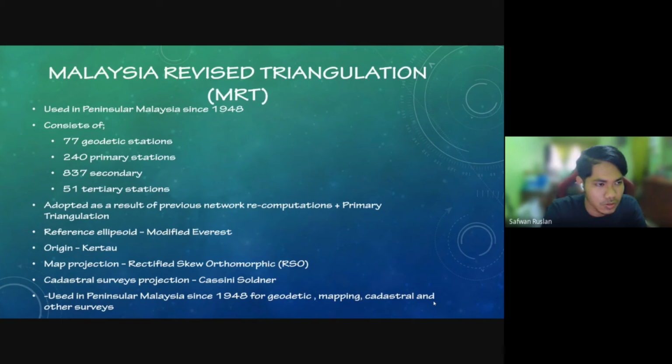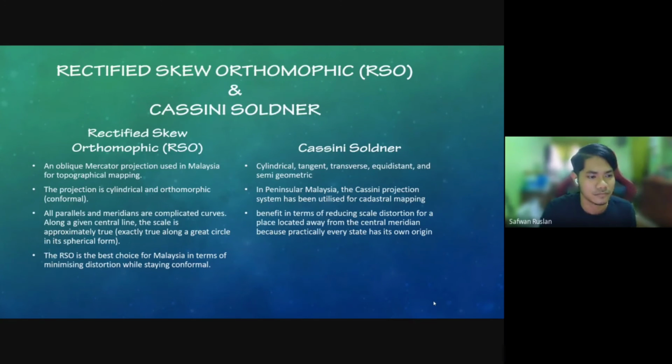As we know, the map projection for Malaysia is RSO, the geodetic network is MRT, and for cadastral survey distances, we are using Cassini Soldner. These have been in use in Peninsula Malaysia since 1948 for geodetic mapping, cadastral and other surveys. Next, rectified skew orthomorphic or RSO, and Cassini Soldner.